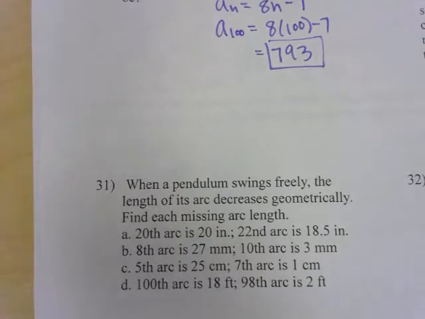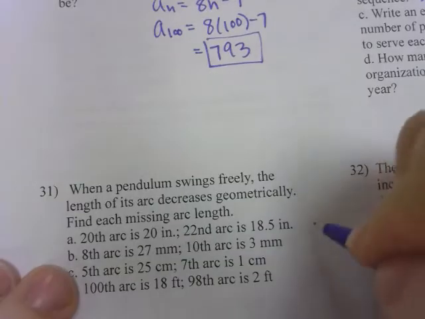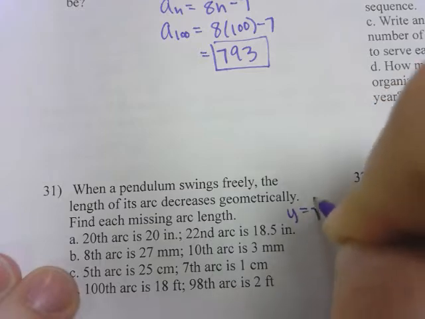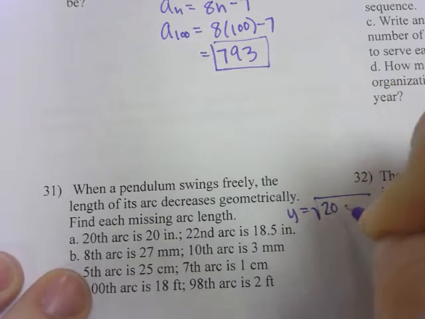31. When a pendulum swings freely, the length of its arc decreases geometrically. Find each missing arc length. The 20th arc is 20 inches. The 22nd arc is 18.5. So the one in between those two would be the geometric mean. So y equals the square root of 20 times 18.5.